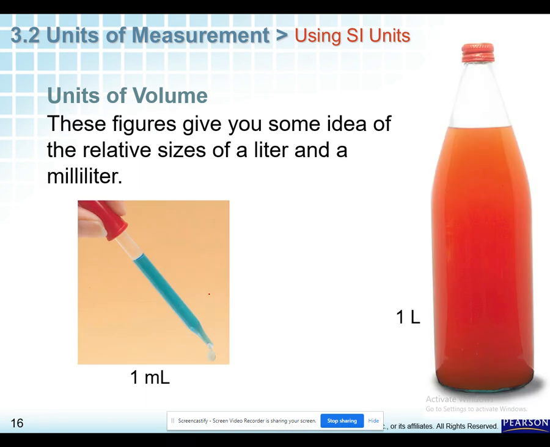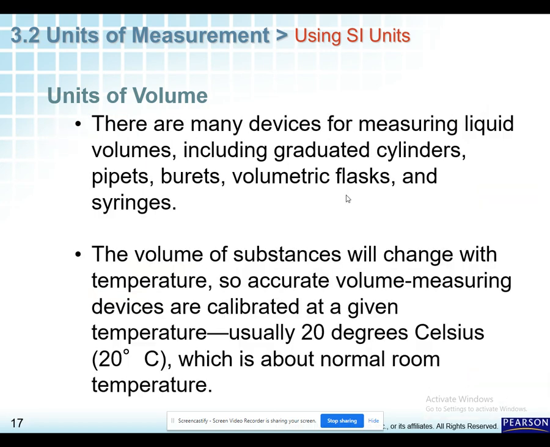These pictures right here give you some idea of the sizes of the liter and a milliliter. A milliliter right here is a very, very tiny amount. You have to use eyedroppers. Whereas a liter, like a liter of soda, is pretty decently big. Remember, it takes 1,000 milliliters to equal 1 liter. Now, there are many devices we use to measure liquid volumes. I've had you use graduated cylinders already and tell me how many milliliters there are. But you can also use pipettes, burettes, volumetric flasks, and syringes. Now, the volume of a substance will change with temperature. So a lot of times we say that it's at normal room temperature.